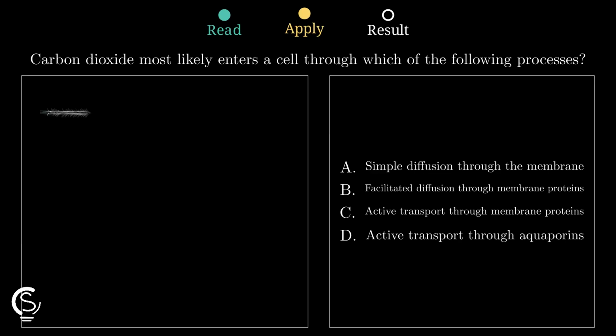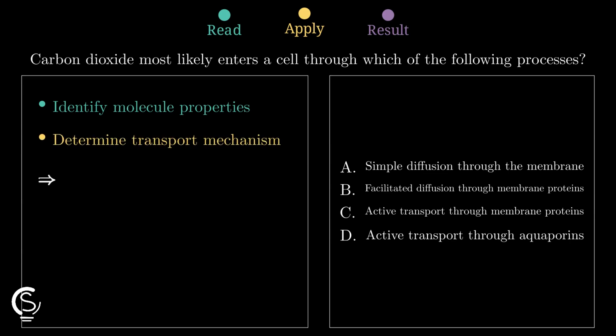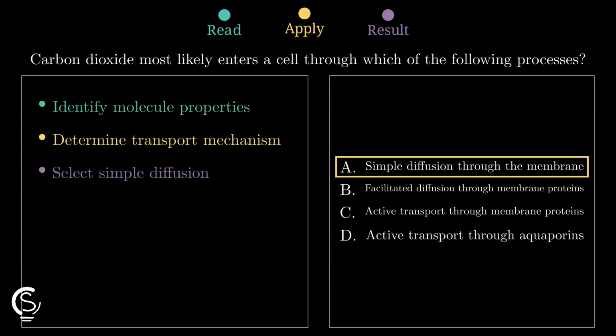Next, we determine the transport mechanism. Since it moves from high to low concentration without needing energy or helper proteins, we classify this specific movement as a form of passive transport. Finally, we select simple diffusion because the molecule crosses the membrane directly. This makes option A the correct choice for our biology problem today.